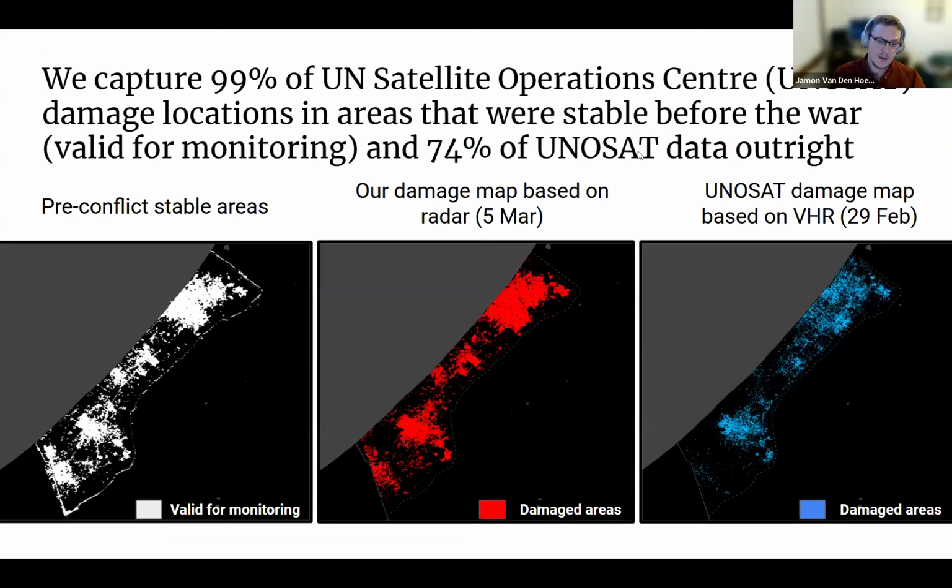Zooming out, we actually do very well. Overall, 99% of those UNOSAT locations are captured if they're stable. So if they're in our stable area, we capture them straight away.